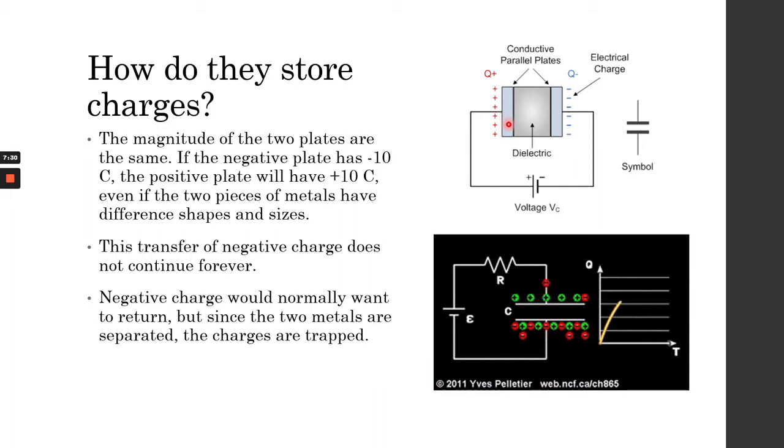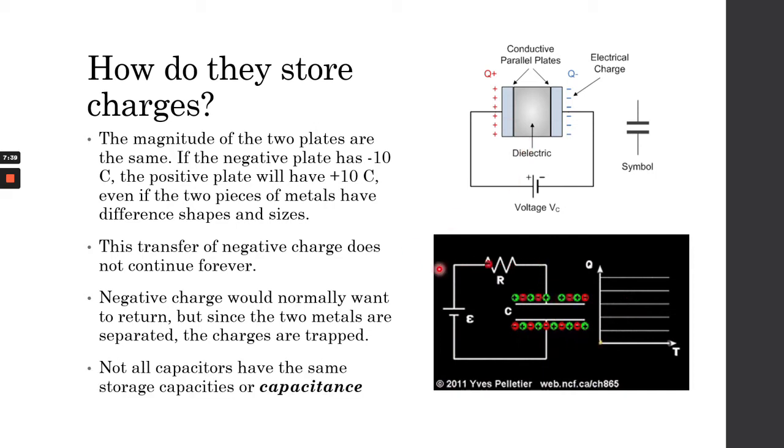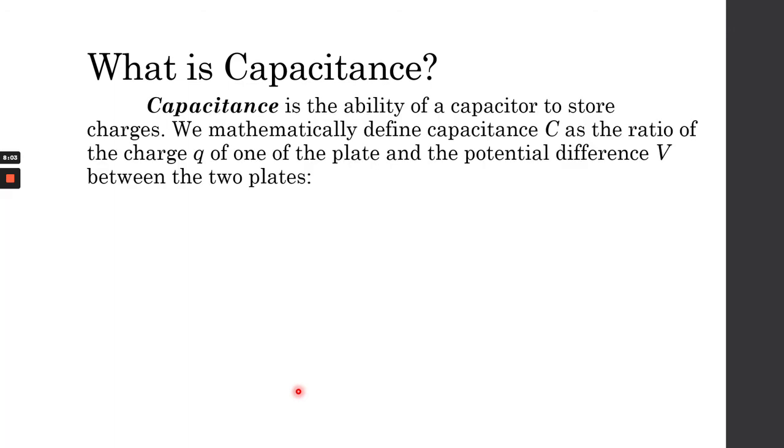So I hope I explained that clearly, because this principle is important in understanding how we solve capacitance. Not all capacitors have the same storage capacities. Meaning one capacitor may be able to store a lot of energy, a lot of charges, and another capacitor may store fewer charges. And all of that depends on what we call the capacitance of your capacitor. So what is capacitance?